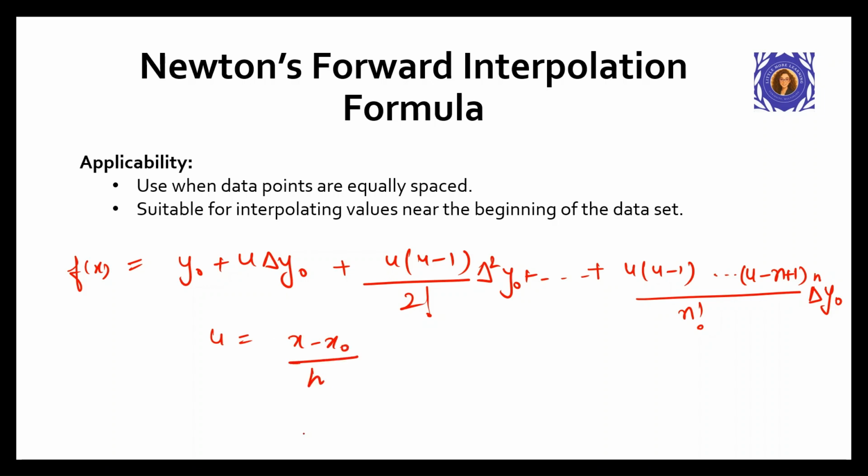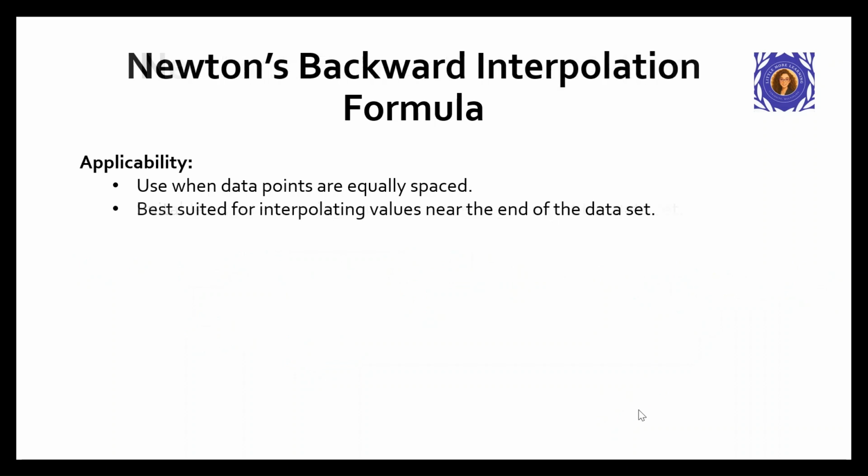The steps for implementation include: first, we need to construct the forward difference table, then we need to calculate the value of u, and after that we need to substitute values in the formula to compute the function f(x). Moving on to Newton's backward interpolation formula, it is used when data points are equally spaced and best suited for interpolating values near the end of the dataset.